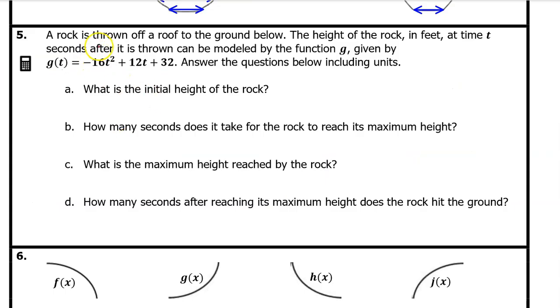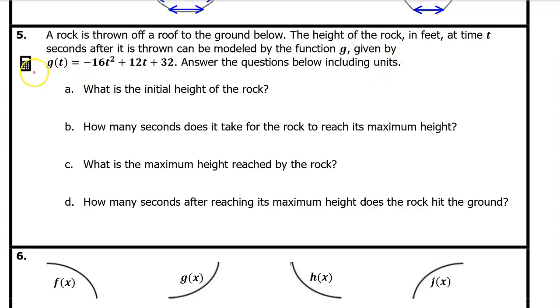Number 5. A rock is thrown off a roof to the ground below. The height of the rock in feet at time t seconds after it is thrown can be modeled by the function g, given by g of t equals negative 16t squared plus 12t plus 32. Answer the questions below, including units.